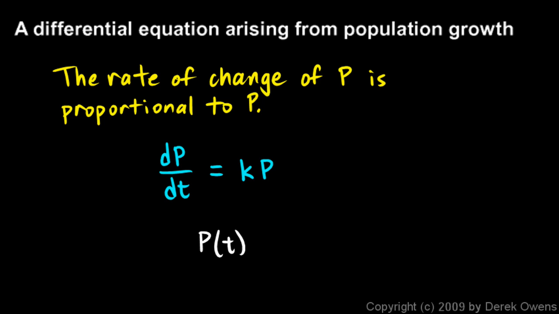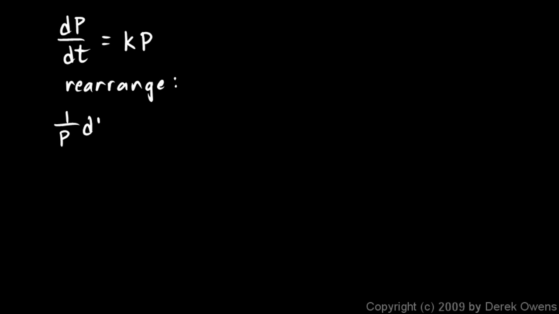And this one's not too hard to solve if you know a little bit of calculus and how to deal with exponential and logarithmic functions. So here's the solution. We'll start with our differential equation, dP/dt is equal to some constant times P. I'm going to rearrange this. I'm just going to algebraically move the pieces around to get this: 1 over P times dP is equal to k dt. And then I'm going to integrate both sides.